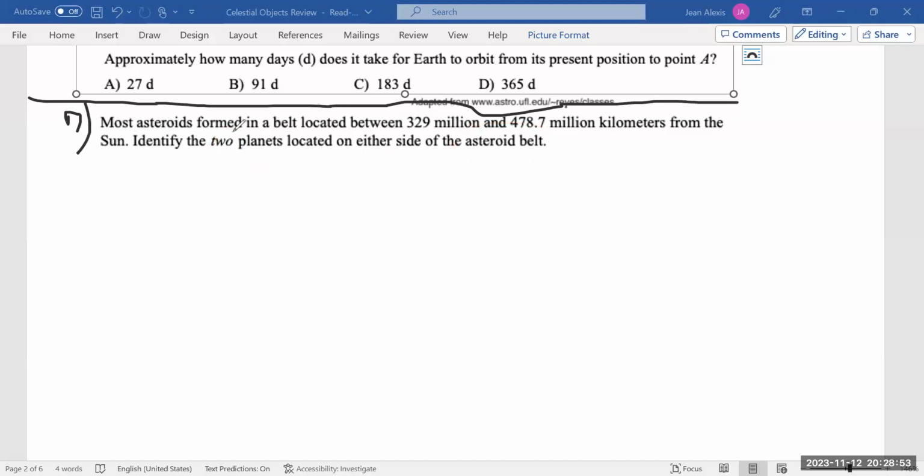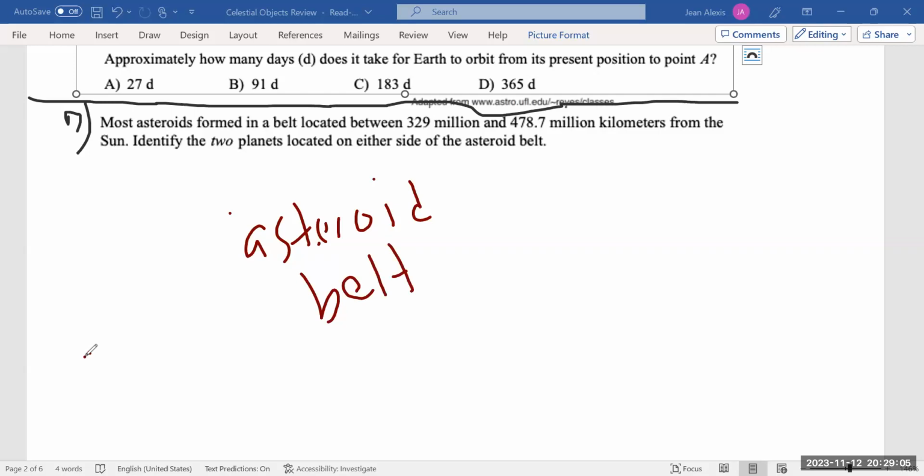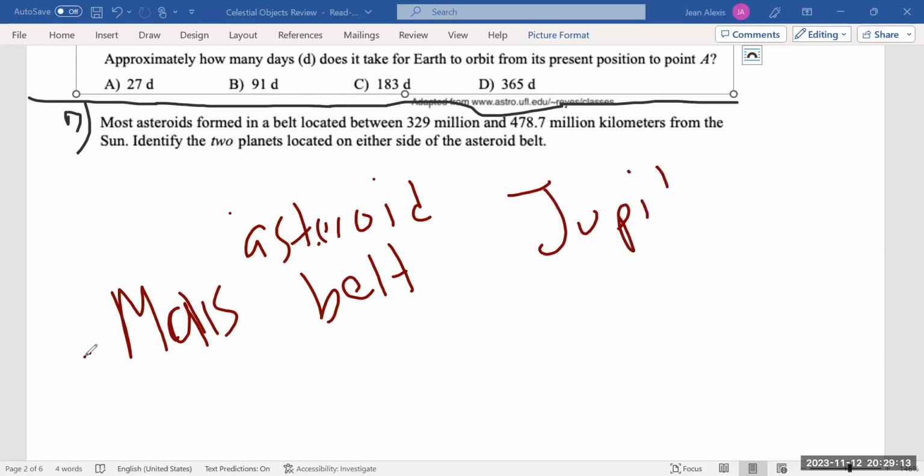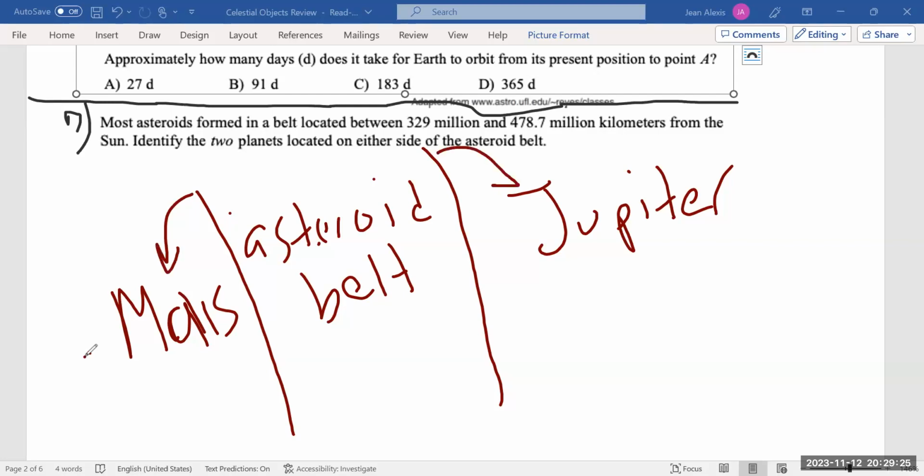So just from pure memorization from our notes, we know that the asteroid belt is actually between 2 planets, Mars and Jupiter. It is between the orbits of 2 planets, Mars and Jupiter. So the 2 planets on either side of the asteroid belt are Mars and Jupiter, right? So Mars and Jupiter would have been your answer. That's one way to get it.